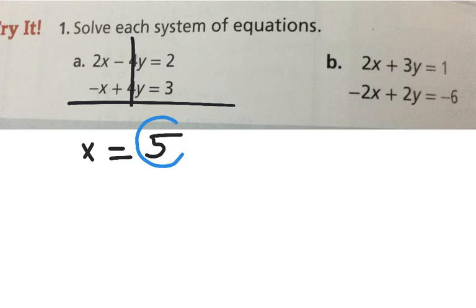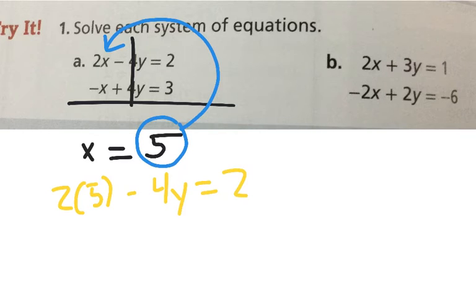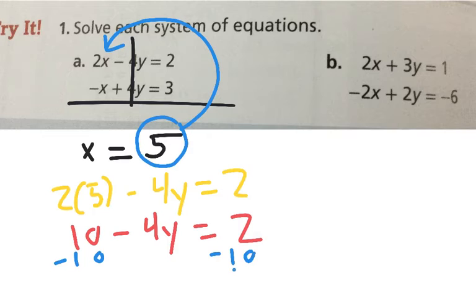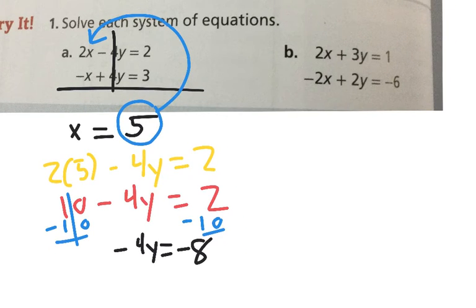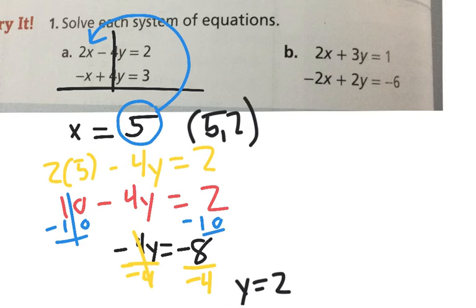So now if I know x is 5, I can take that information, plug it into one of my original two equations. This would be 2 times 5 minus 4y equals 2. That would give me 10 minus 4y equals 2. I could subtract 10. That gives me -4y equals -8. And then if I divide by -4, +2. I get y equals +2. So the ordered pair where these meet is at 5, 2.